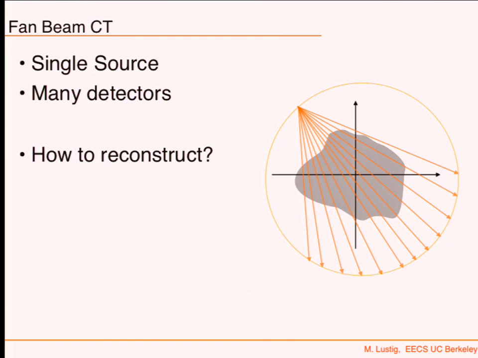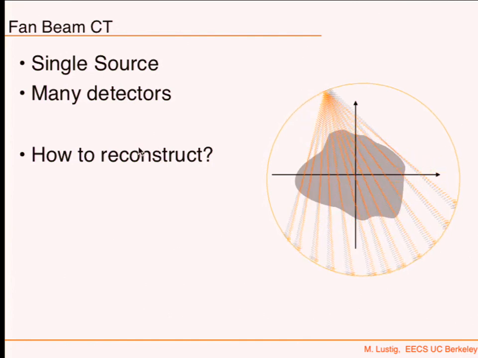You don't need to align an array of, or you don't have to do it one at a time. Or to collimate. Often what used to be done is that you had to put a collimator to make sure that you only get a projection from a particular angle and not from other angles. So that reduces signal to noise and so on. Now this is how it's done. And so you've got a single source, many detectors, and the question is, how do you reconstruct?